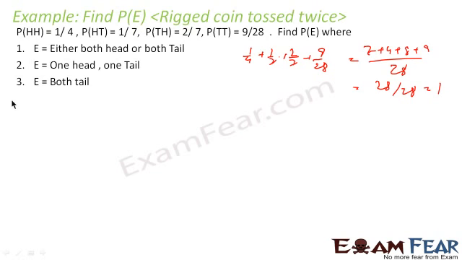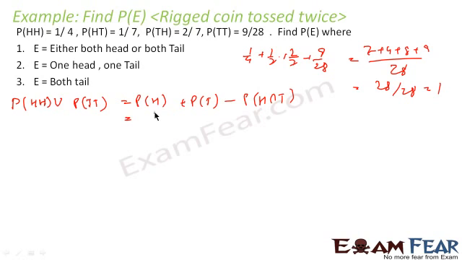The first question is either both head or both tail, so P of HH union P of TT. So this is equal to P of HH plus P of TT minus P of HH intersection TT. Here P of HH is equal to 1 by 4, P of TT is equal to 9 by 28, and HH intersection TT is 0, because a coin can't be both head and tail. So this is equal to 4 by 7. This is option 1.